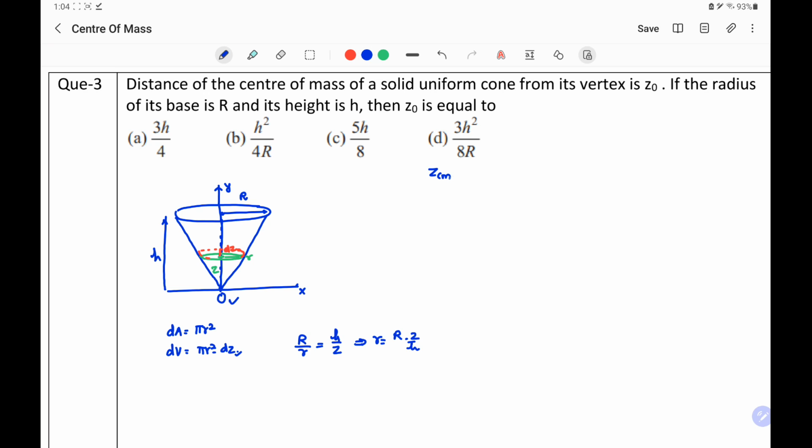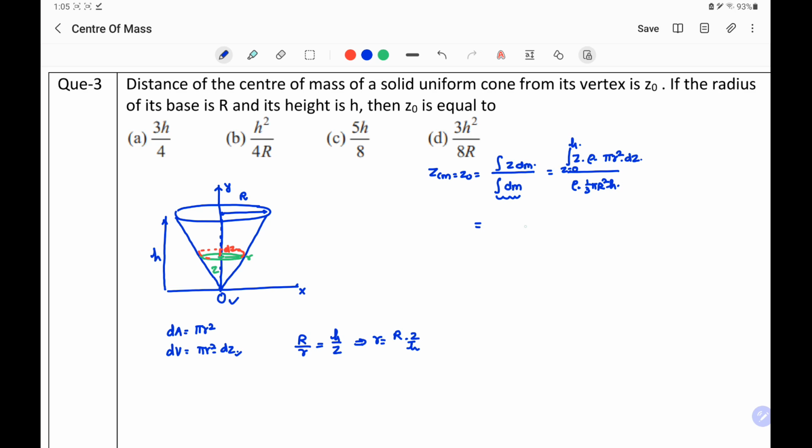So the center of mass ZCM, which is given as z0, will be equal to the integral of z dm, because the mass distribution is continuous, so we will use the integral method, divided by the integral of dm. For the cone, the integral of dm refers to the mass of the cone, so it will be density into volume. Volume is 1 by 3 pi R square h for the cone, and in the numerator we will have z into rho into the volume of the elementary portion, which is pi r square into dz. Here z will be from 0 to h.